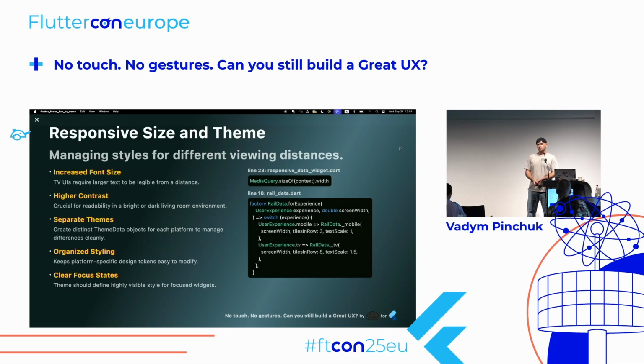The same thing happens with theming, because in theming we need to be a bit more responsive. Screens are different, a TV screen is different, so taking into account the size of the device is a must-have for TV. That's why in rail_data.dart I've displayed a different number of tiles we need to use for TV and for mobile. For mobile, it's 2. For TV, it's like 8, 9, 7, something like that.